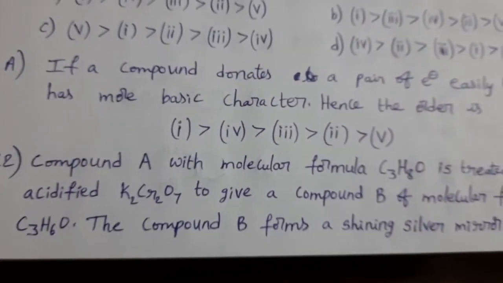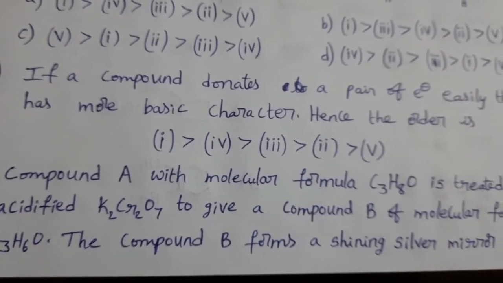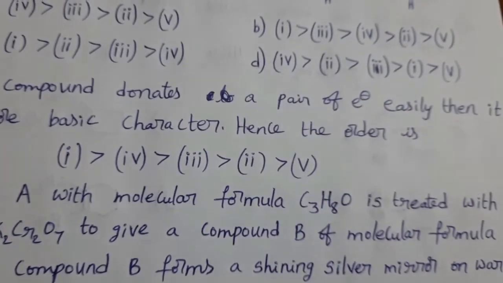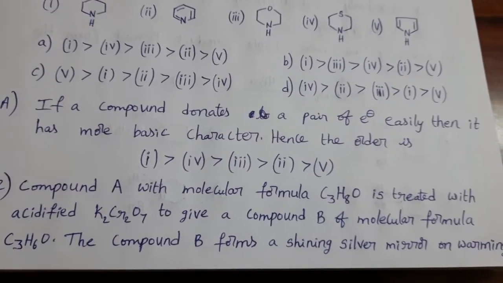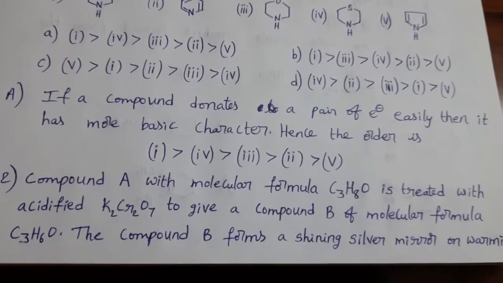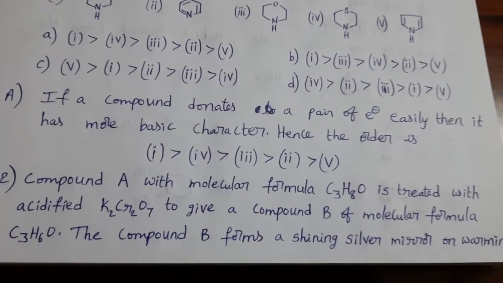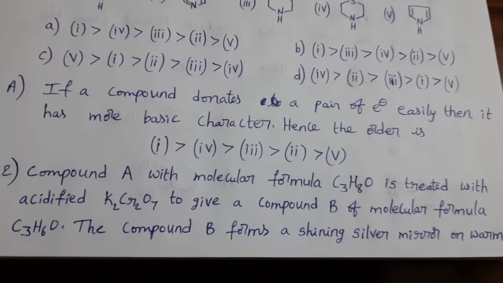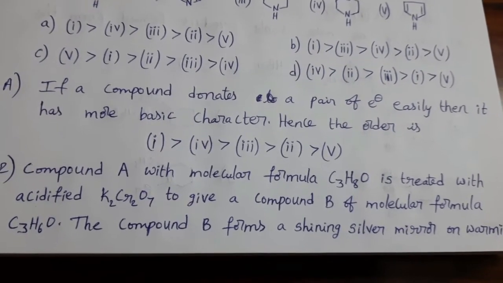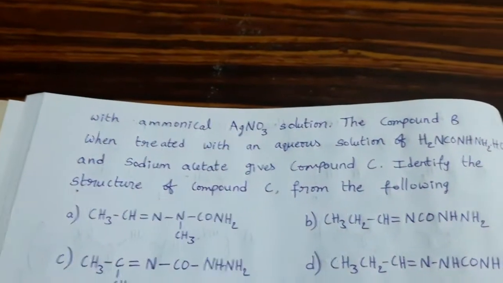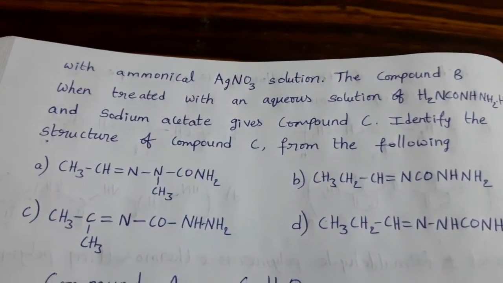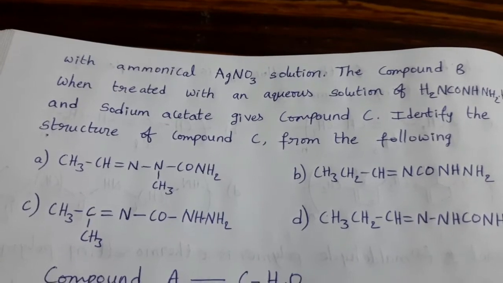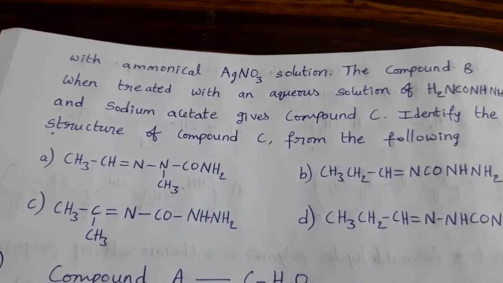Next, compound A with molecular formula C3H8O is treated with acidified K2Cr2O7 to give a compound B of molecular formula C3H6O. The compound B forms a shining silver mirror on warming with ammoniacal AgNO3 solution. So, if a compound gives a positive silver mirror test, that compound should contain a CHO group.